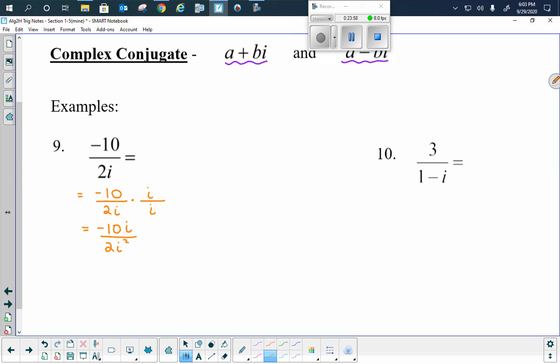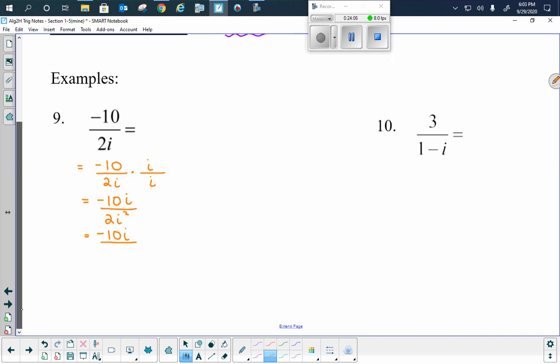Okay, and I desire to have i squared because I know that this is now negative 10i, and i squared just turns it into a negative. Negative 1 times 2 is negative 2. And now I don't have any roots in the denominator. The last thing I need to do is just simplify, right? So negative 10 over negative 2 is 5. So 5i is what looks like is happening here.